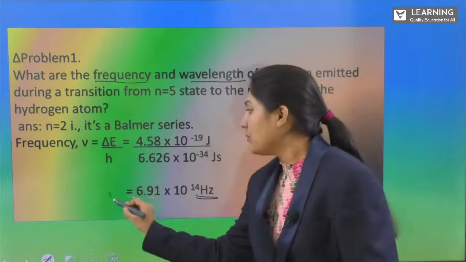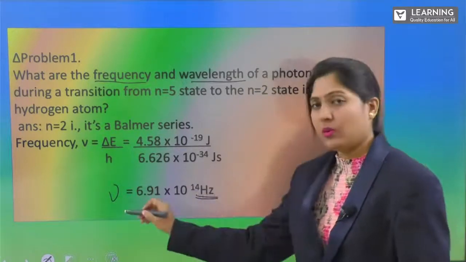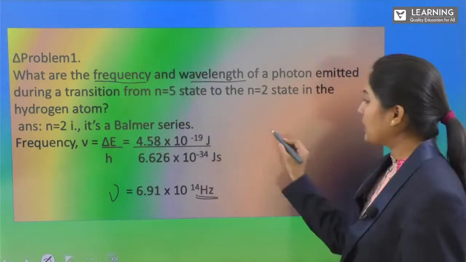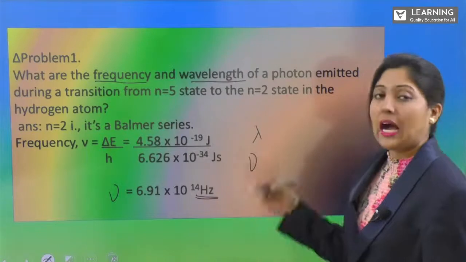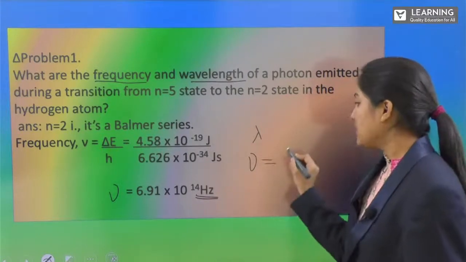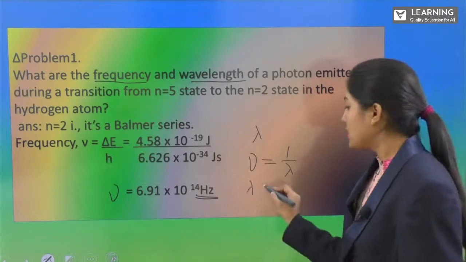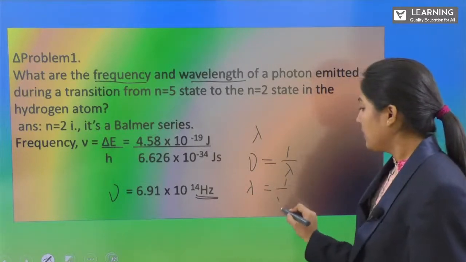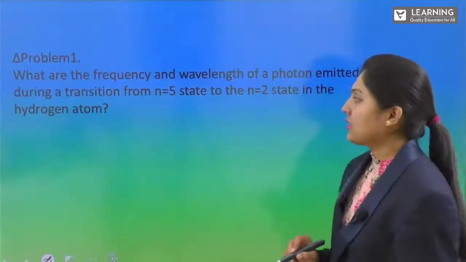This is the frequency, mu. Now once we know mu, we can find the wavelength, where lambda is the wavelength and mu is the frequency. How are they related? Mu is equal to the reciprocal of lambda. So if I take lambda equal to 1 by mu, then I get lambda over here. Right, students? Yes.